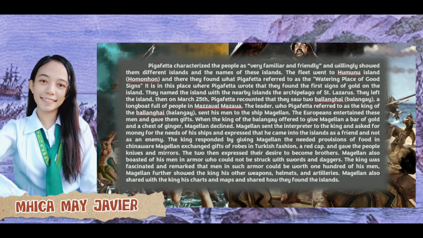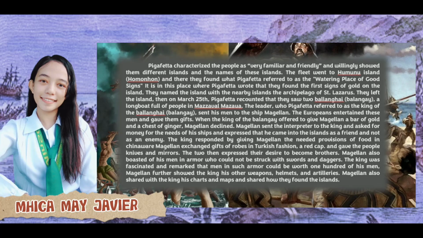The king responded by giving Magellan the needed provisions of food in China, where Magellan exchanged gifts of robes in Turkish fashion, red cap, and gave the people knives and mirrors. The two then expressed their desire to become brothers. Magellan also boasted of his men in armor who could not be struck with swords and daggers. The king was fascinated and remarked that men in such armor could be worth 100 of his men. Magellan further showed the king his other weapons, helmets, and artilleries.